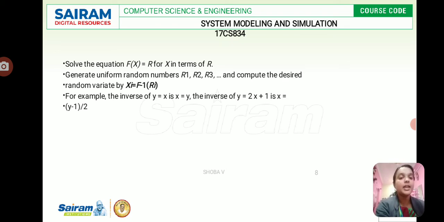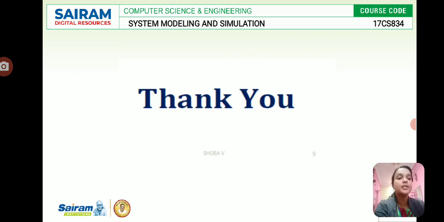For example, the inverse of y is x, so x is equal to y. If y equals 2x plus 1, then x equals y minus 1 by 2. In terms of numbers, the inverse of 10 is 1 by 10, the inverse of 2 is 1 by 2, the inverse of 5 is 1 by 5, the inverse of 12 is 1 by 12, and the inverse of 1 by 12 is 12. These are the basic terms we can follow for random variates. Thank you.